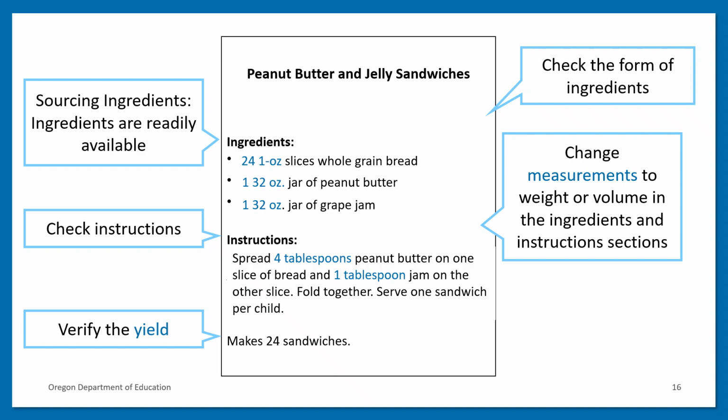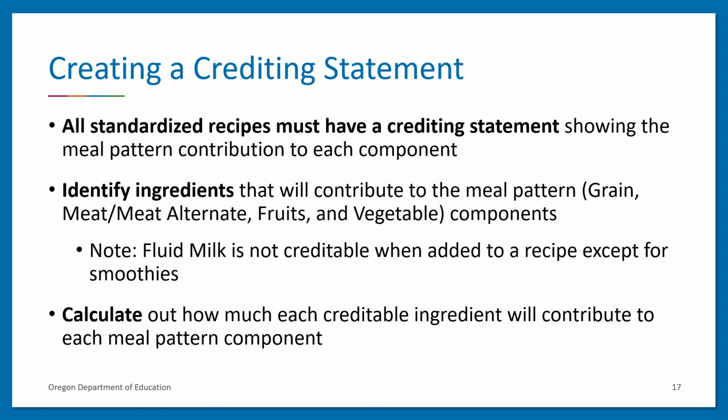So you won't have enough to make 24 sandwiches. Instead, you only have enough to make 12 sandwiches. Update the recipe to reflect this change. At this point, you have finished the first step of recipe verification. The next step is to create a crediting statement.